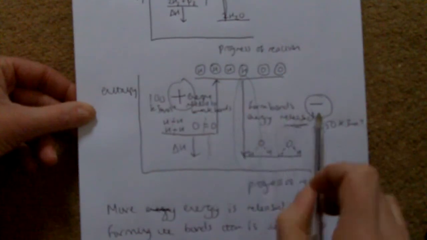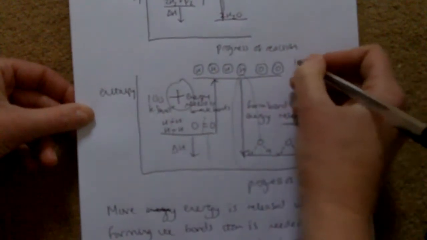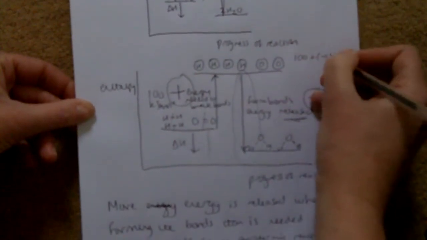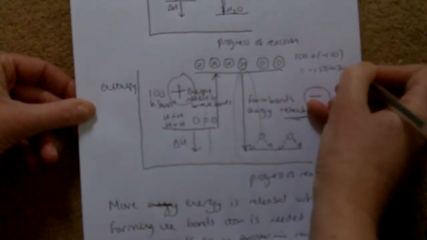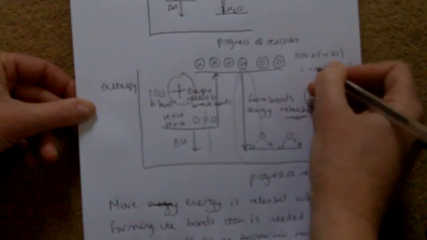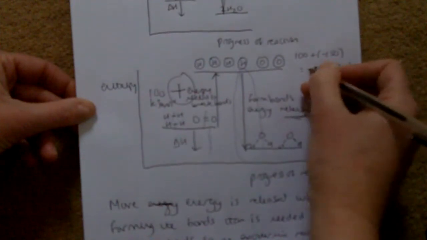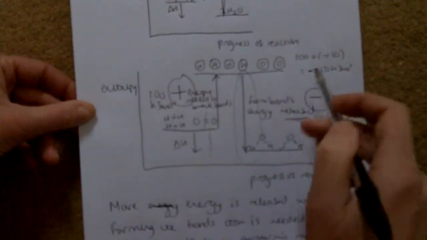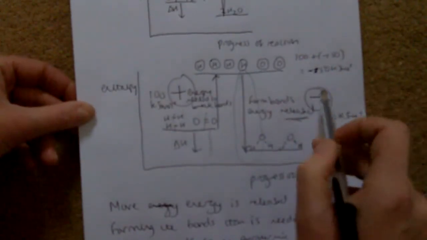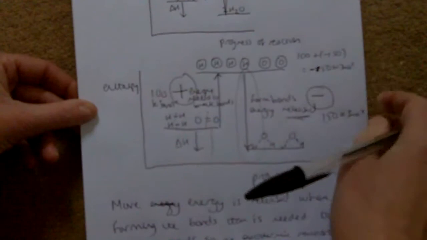Sorry, it'll be minus, because it'll be 100 and minus 150, which is minus 50 kilojoules per mole. But those are just pretend numbers. 100 minus 150 is minus 50 kilojoules per mole.